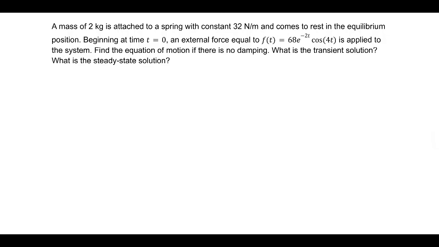A mass of 2 kilograms is attached to a spring with constant 32 newtons per meter and comes to rest in the equilibrium position. Beginning at time t equals 0, an external force equal to F of t equals 68 e^(-2t) cosine(4t) is applied to the system. Find the equation of motion if there is no damping.